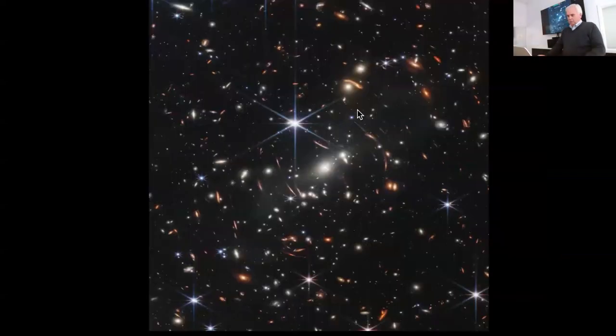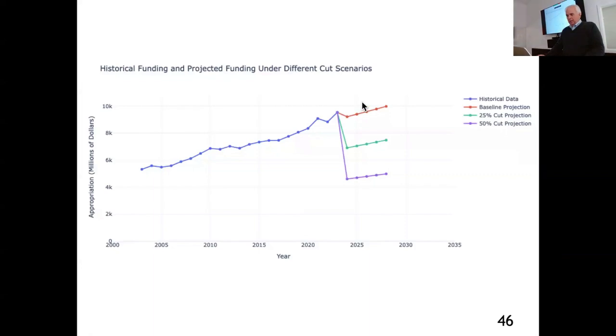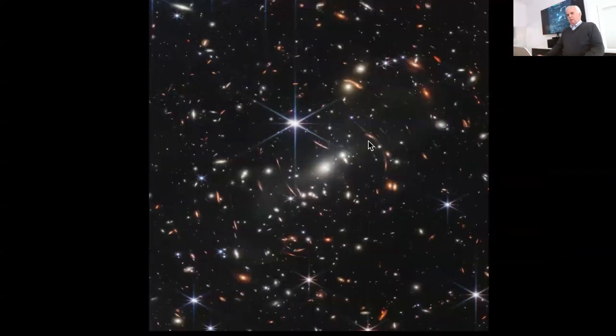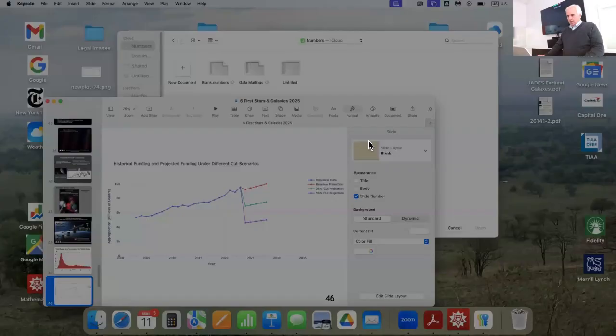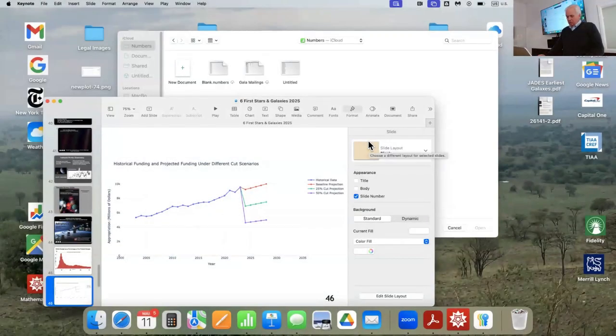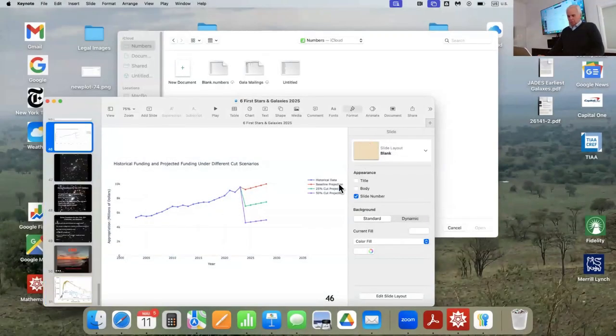And this was the projection. They have now said they are going to cut by 25%, and that'll bring it down to here. Can you still see that? Yeah. Okay. And Trump himself has said he's going to cut it by half.